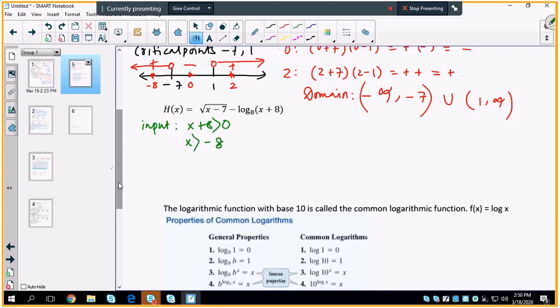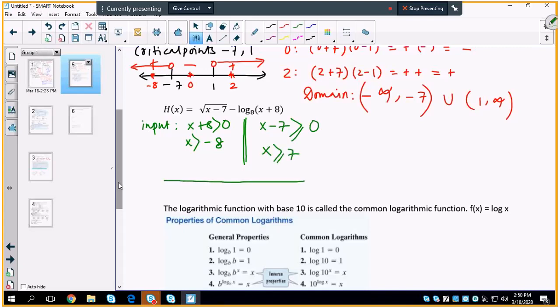I'm done with that much. For x minus 7, the term under the square root, that cannot be negative. Sorry, it should be non-negative, so it should be greater than or equal to 0. So x must be greater than or equal to 7.